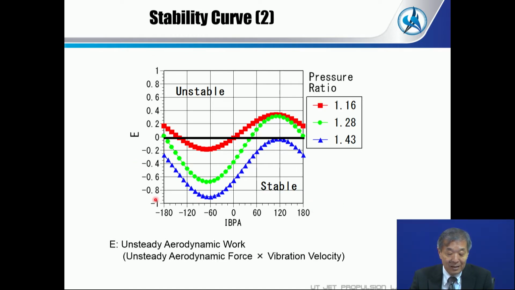The ordinate is E. E is unsteady aerodynamic work, as I showed previously. So it's an unsteady aerodynamic force multiplied by vibration velocity. So that is the exciting energy. So if exciting energy, unsteady aerodynamic work, is positive, this is unstable. And if it's negative, it's stable. So we can have this kind of S-curve. And the positive cases are unstable, flutter case.